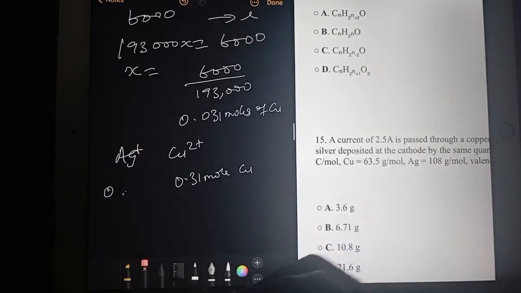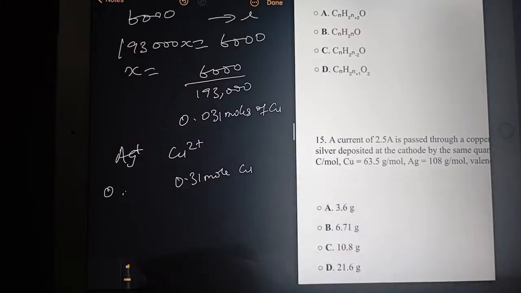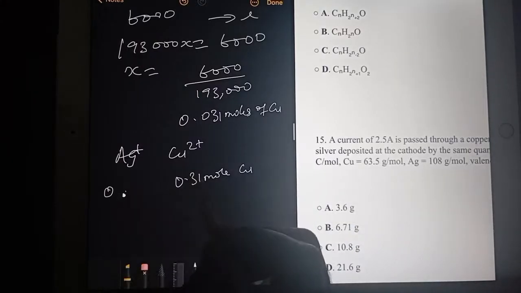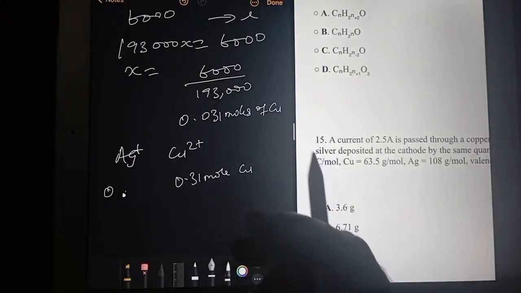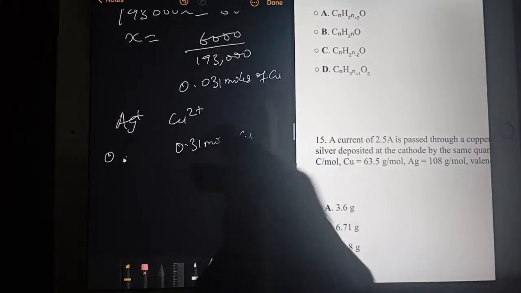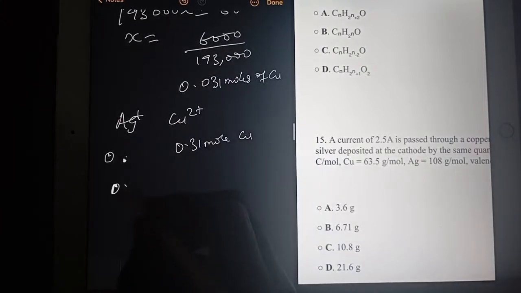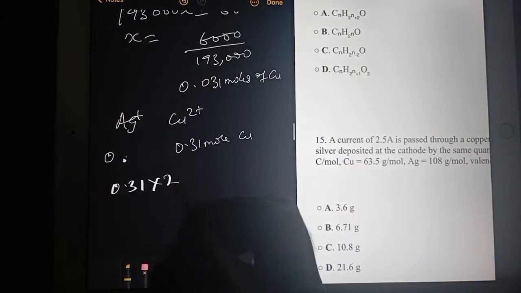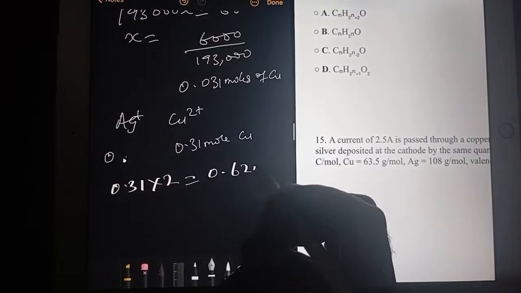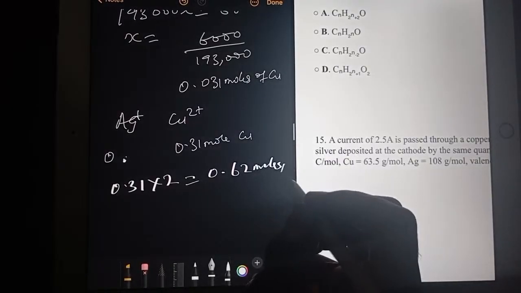Sorry for the small break. If 1 mole of copper is discharged, it means that 2 moles of silver will be discharged because of inverse proportion. So we go by the number of moles: this should be 0.31 times 2, which will give us 0.62 moles of what? Silver.